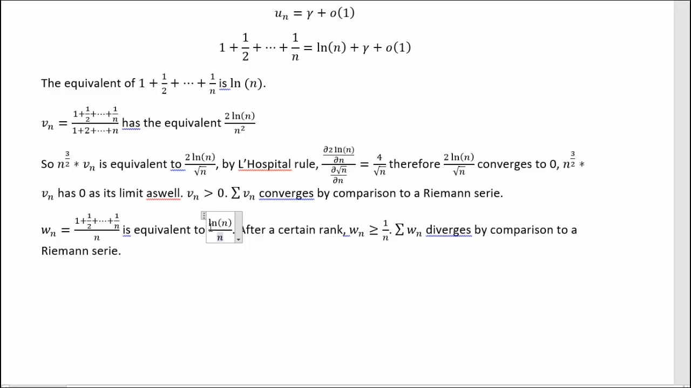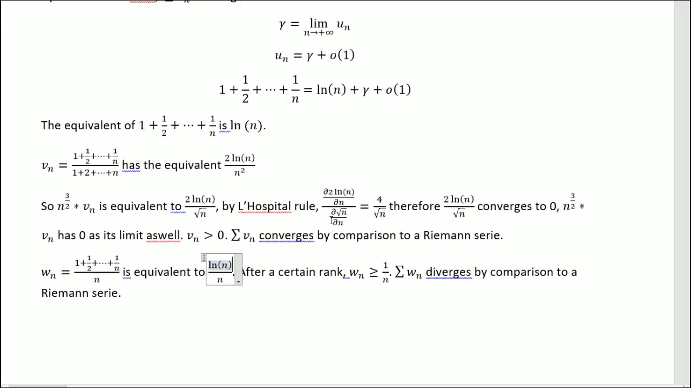So the part that will matter is the divided by n in this, and since the series of 1 over n diverges, this cannot converge. So that's it for this exercise.